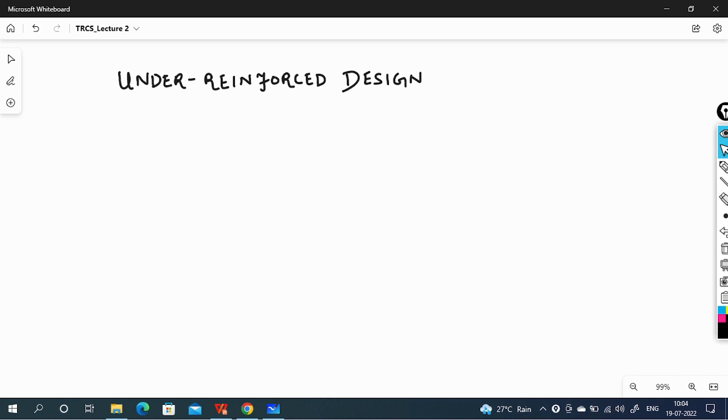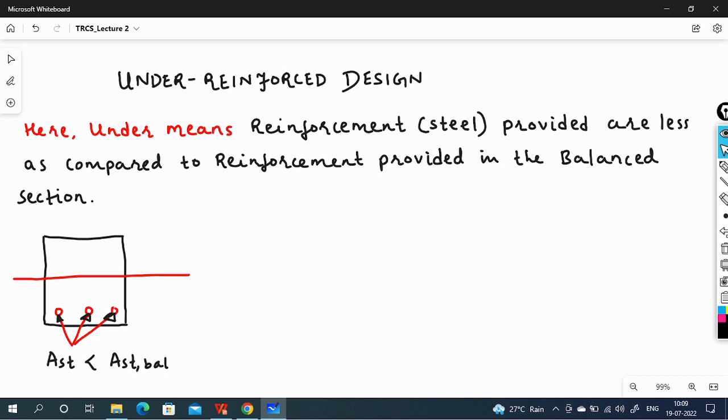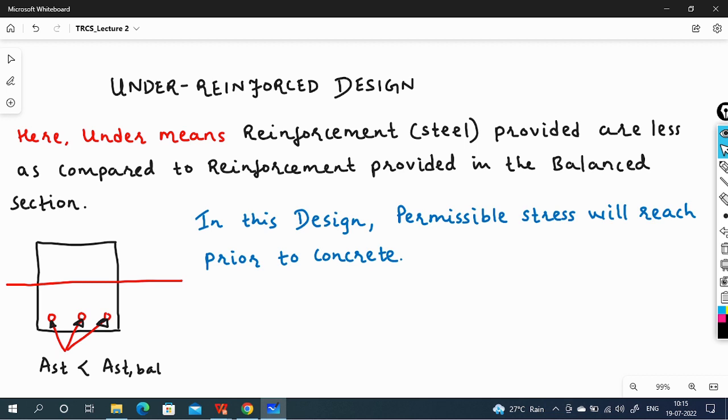The balanced design will act as a benchmark for the discussion of the other types of design: under reinforced design and over reinforced design. Under means the reinforcement provided in the under reinforced design is less as compared to the reinforcement provided in the balanced design. When you draw the cross section and show the reinforcement, the AST will be less than AST balance. And with respect to the permissible stress, the stress in steel will reach first and then it will reach in the concrete.